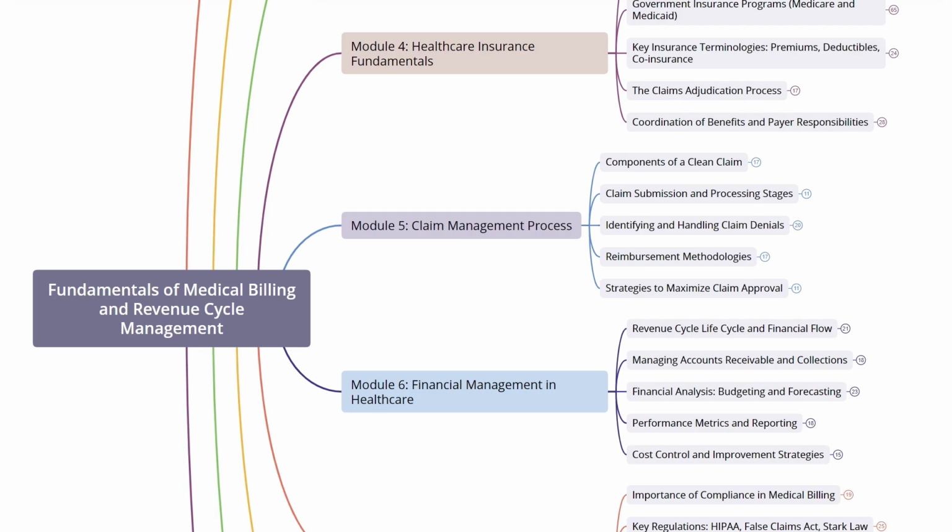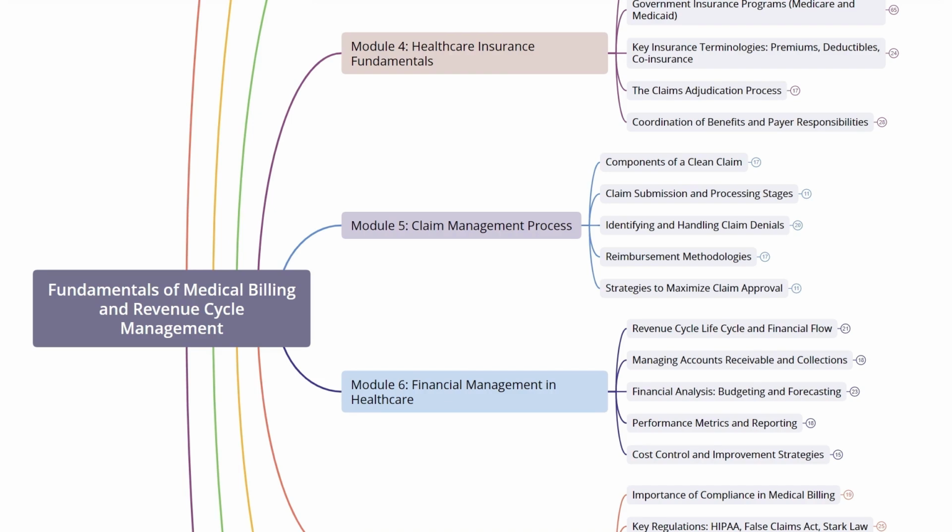Effective claim management and financial oversight are at the heart of a successful healthcare operation. Even the most accurate coding and documentation can falter if claims are mishandled, denied, or delayed. Conversely, robust financial management practices help healthcare organizations optimize revenue, control costs, and plan for long term sustainability.